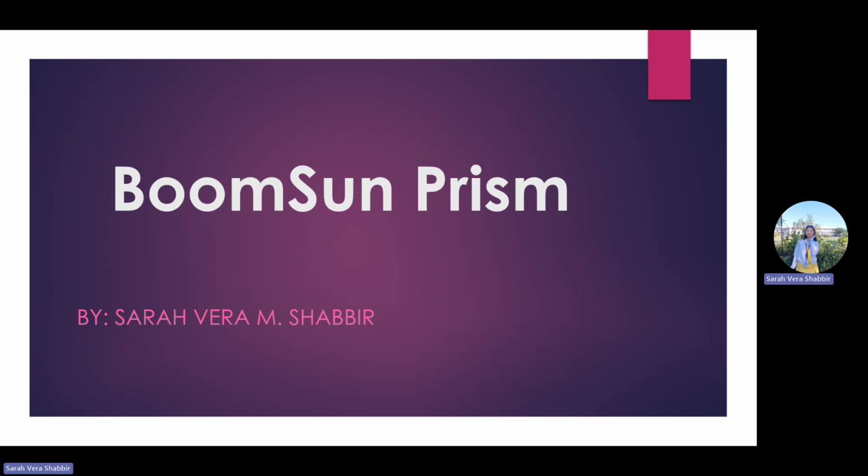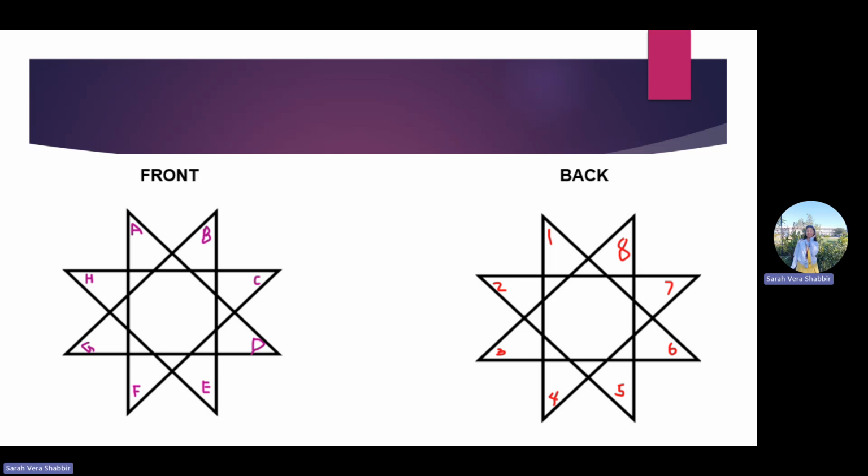Good day, everyone. Again, I am Sarah Vera Amshudbir, and let's have a quick recap about my geometric model, which is BoomSun Prism. So my geometric model looks like this. In front, we have labeled it as A, B, C, D, E, F, G, H, and at back, we have labeled it 1, 2, 3, 4, 5, 6, 7, 8.